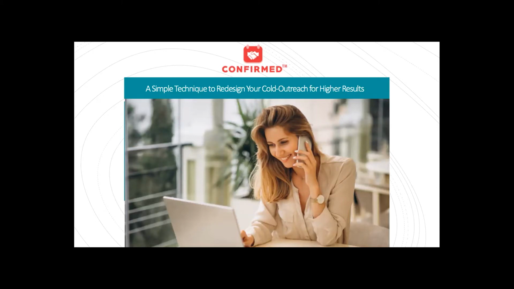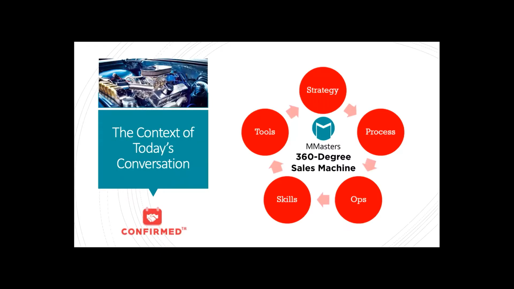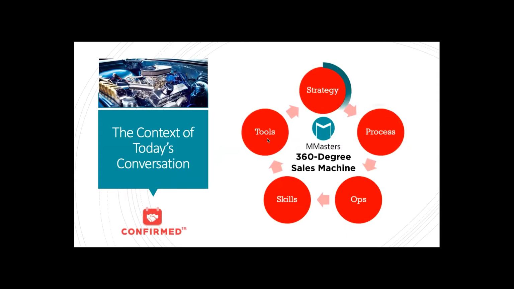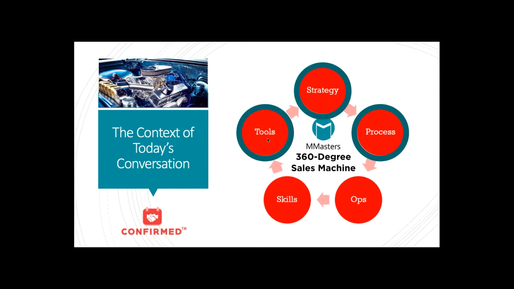So we're going to be talking about different aspects of what we call the sales machine. In this sales machine, there are 5 primary strategies and components. And what we're going to talk about today are 3 of them. The first is strategy, the second is process, and the third is tools. So during our presentation on prospecting, those are the 3 we're going to be focused on.